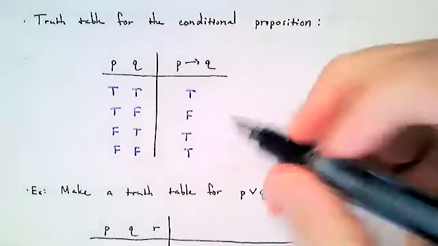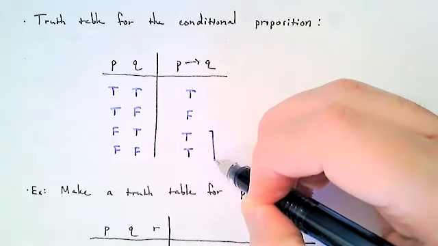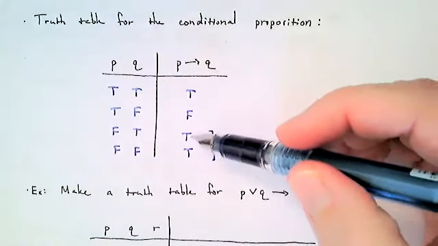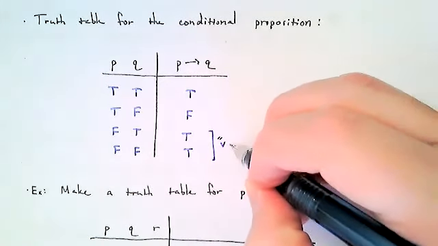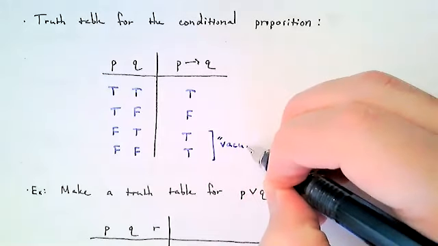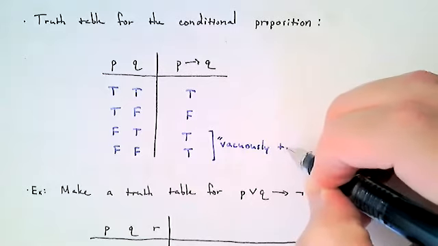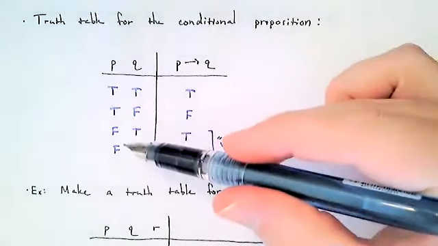And there's actually a word for this. If the hypothesis is false, these two rows, then these truths are what we call vacuously true, because they don't actually tell you anything. They're simply true because the hypothesis was false.